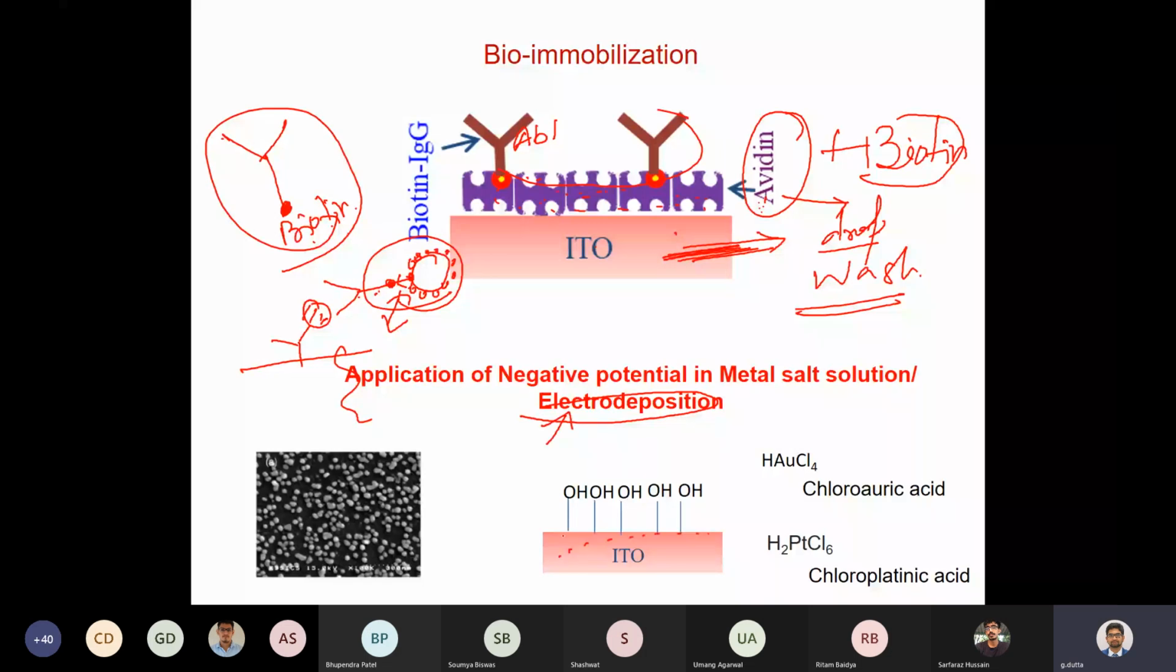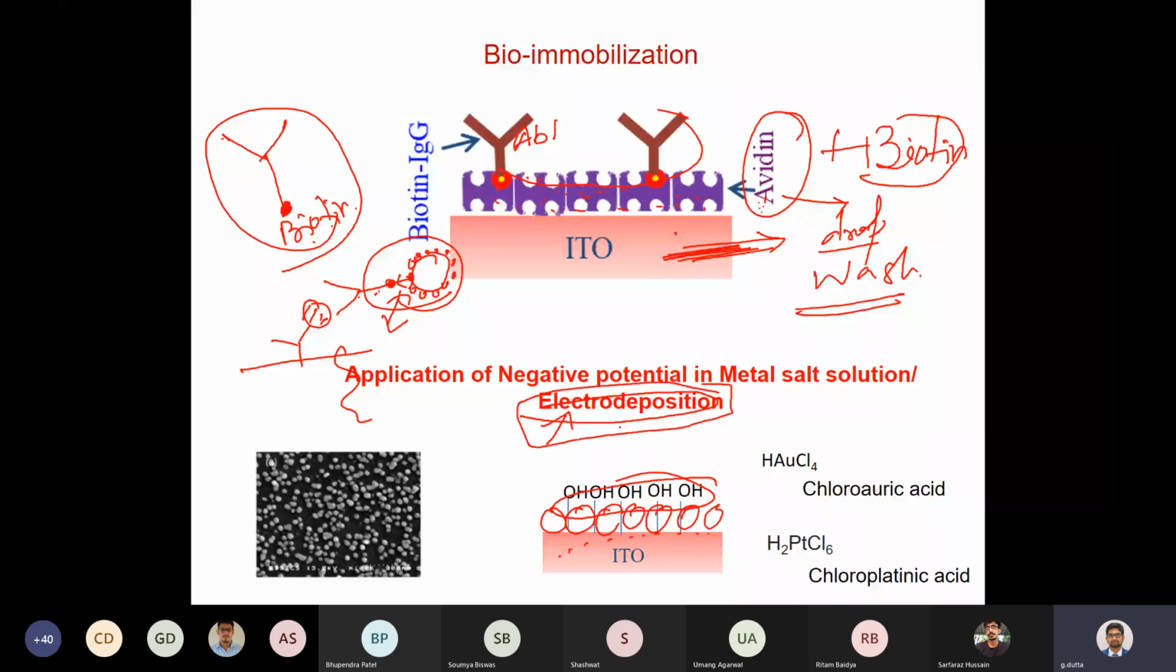Your surface can be cleaned first by ethanol solution, then washed, then ammonium hydroxide and hydrogen peroxide water mixture. Then lots of hydroxyl groups can be formed on the surface. Then on that surface, you can immobilize some gold nanoparticles. How can you immobilize gold nanoparticles on that surface? By the help of electrodeposition. So what is electrodeposition?